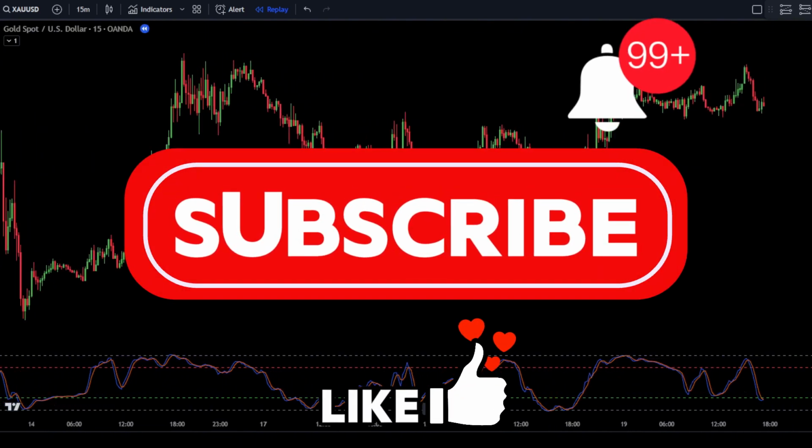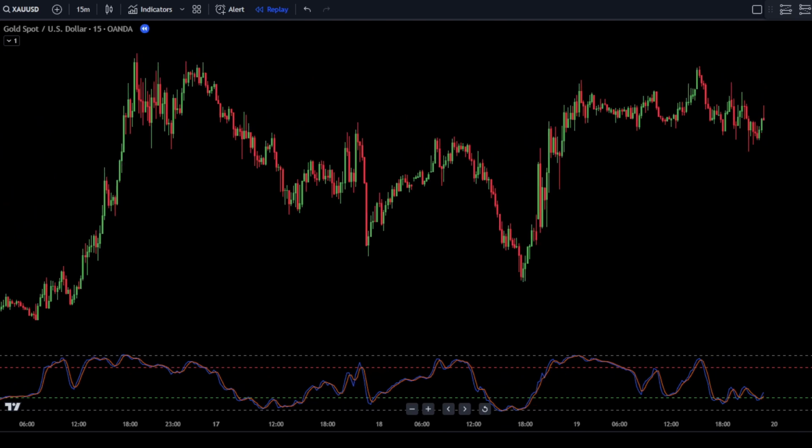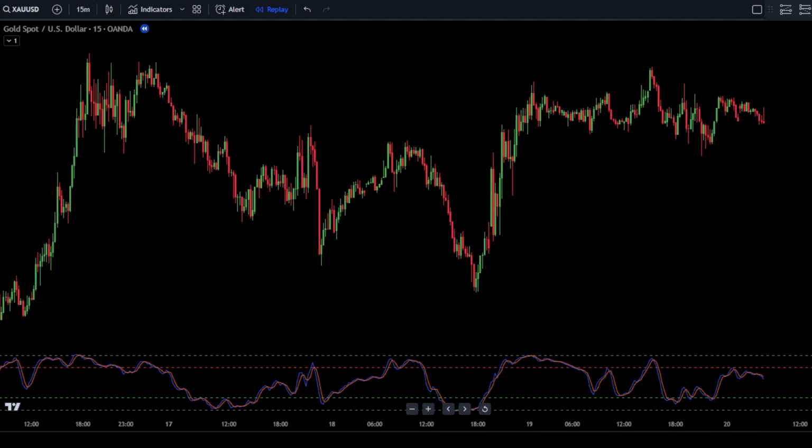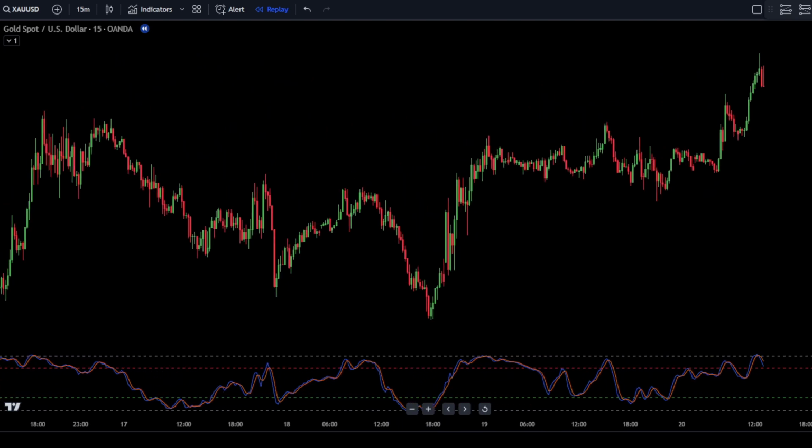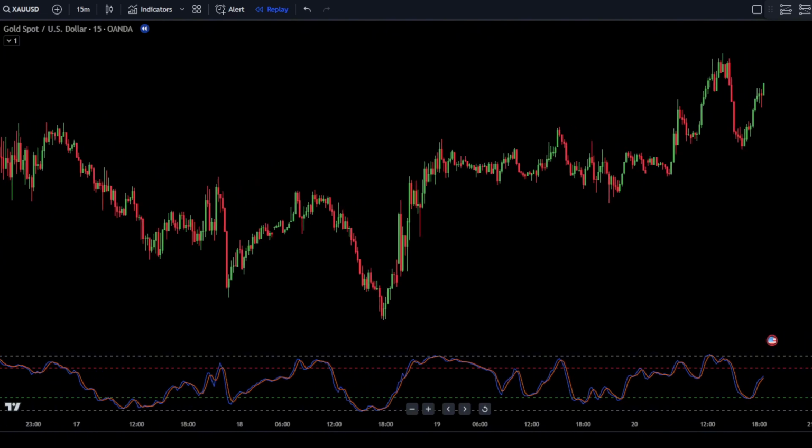We will demonstrate how to use this trading strategy on the TradingView app, but you can follow the same setup if you're using other trading platforms.